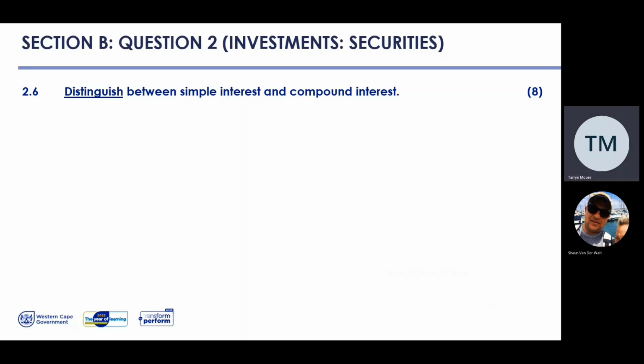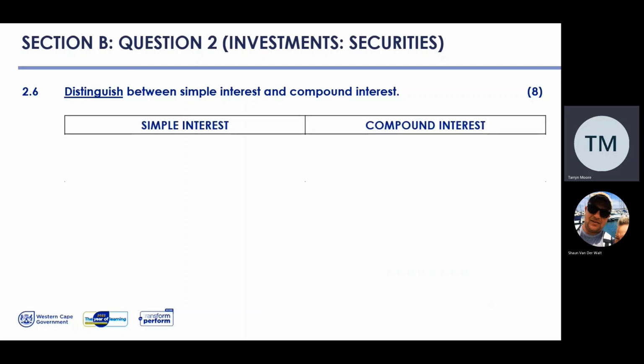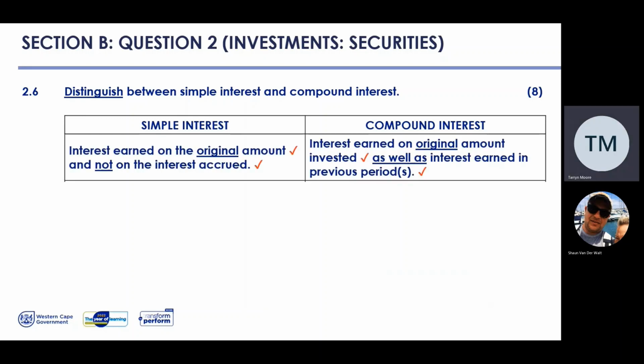What is simple interest? What is compound interest? 8 marks. 4 for simple, 4 for compound. Also remember, distinguish, split ticks. I also need to make very clear that when we look at simple and compound interest, we need to create some form of a link. I need to compare my apples with apples. I'm dealing with simple interest, I'm dealing with compound interest. I'm still dealing with apples. The only difference is the one is in its simplest form and the other one is in its compound form. So it needs to be like for like.